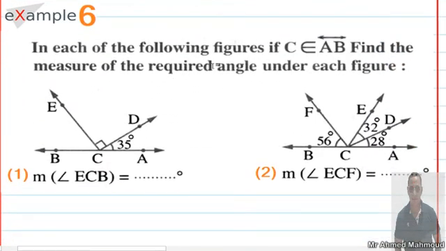The next one: in each of the following figures, if C belongs to AB, find the measure of the required angle. Here we have straight line AB. That means the sum here equals 180 degrees because we have a straight angle. Find the measure of the required angle. Here AB is straight, then the sum equals 180. Measure of angle ACD, I'm sorry, equals 35.